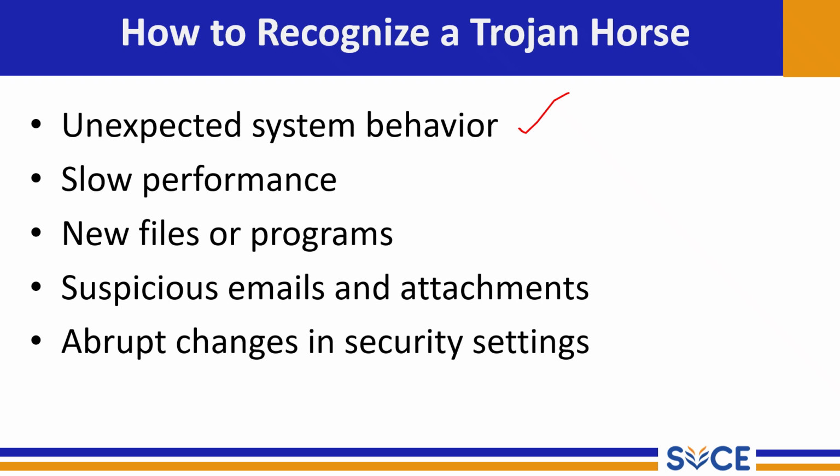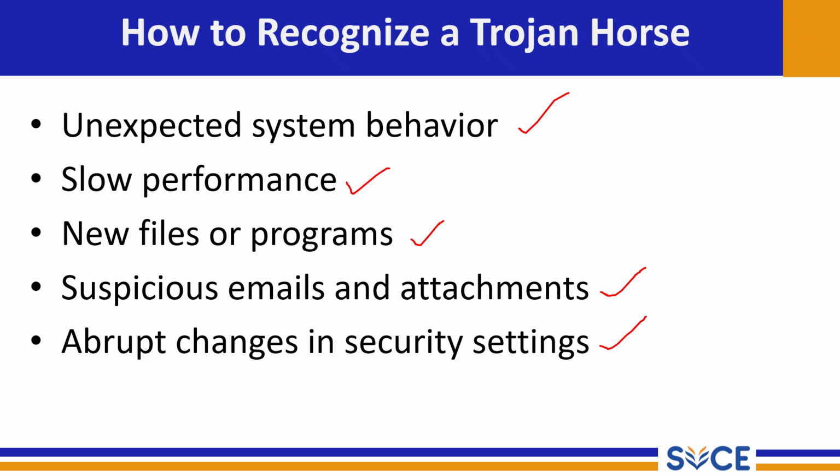So these are the common steps to recognize a Trojan virus. First one, unexpected system behavior. Second, slow performance. Third one, new files or programs, suspicious emails and attachments. And last one, abrupt changes in the security settings. So detecting Trojan horses is challenging, right? Because they often disguise themselves as legitimate software. However, there are certain signs which may indicate a Trojan horse on a computer. By being vigilant and aware of these warning signs, you can take action before significant damage is done.